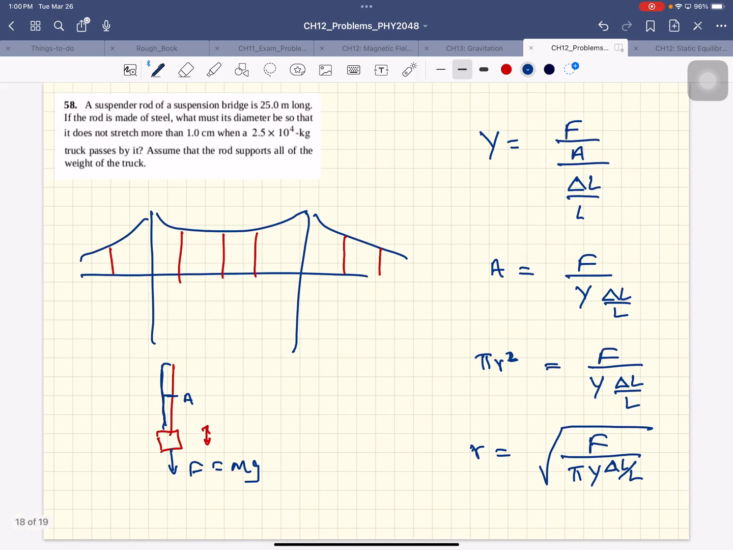All right, guys. So if you wanted the cable to stretch less, what would you have to do? Everything else being the same. Increase the diameter. Increase the diameter, okay? So you want this to be less, that has to be greater, R has to be greater. Okay? All right, so we'll stop.